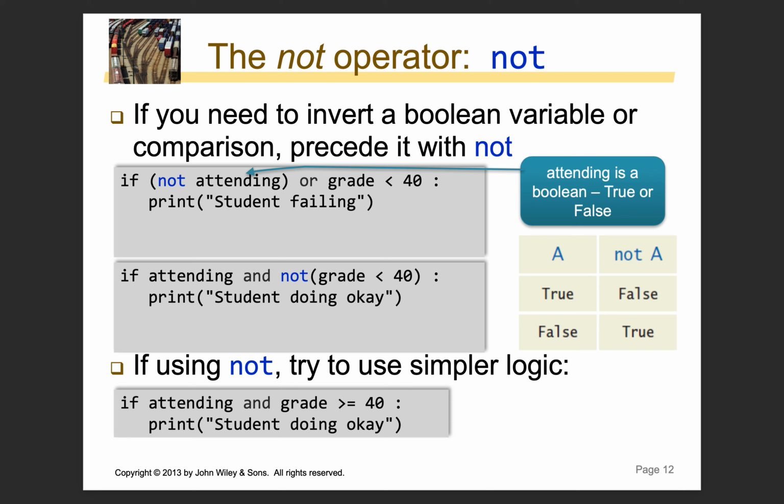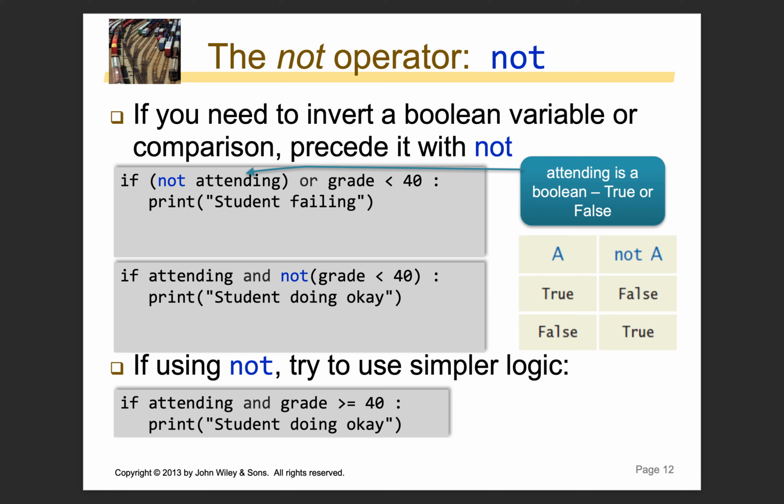Okay, and then we reach a third operator that works on Boolean values, which is very useful, called the NOT operator. The NOT operator is really useful if we need to invert a Boolean variable or a comparison. We precede the comparison with a NOT. So if we had a Boolean variable called attending, right? Maybe it's talking about a student attending the course. This can either be true or false. Either the student is attending, and the attending value is going to be true, or the student isn't attending, and the attending value is going to be false.